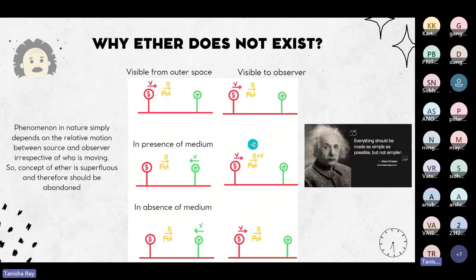Now we come to the question: does ether exist or not? For that, we can imagine a situation in which we have a source of light and an observer. The source of light is sending light waves to the observer. In the first situation, we have the source traveling towards the observer with a velocity v. Since the observer is at rest, it sees the source coming towards it with velocity v, and the rays of light coming to the observer with a velocity of c.